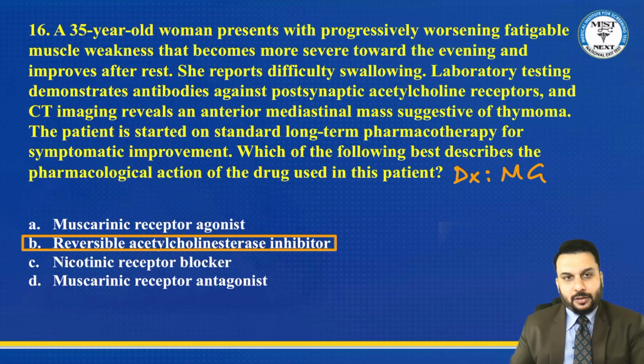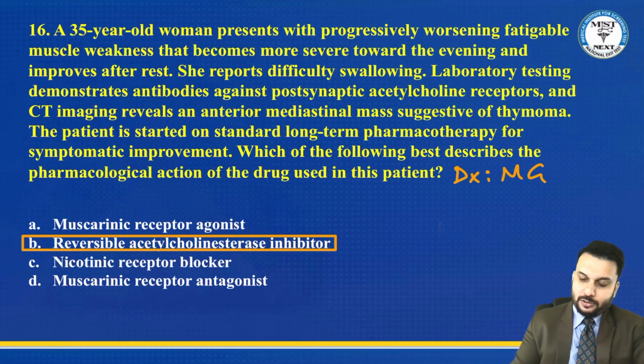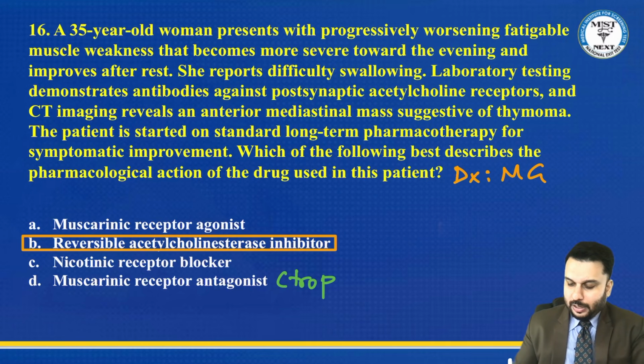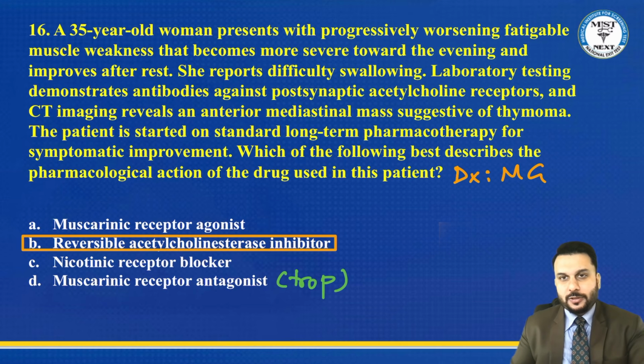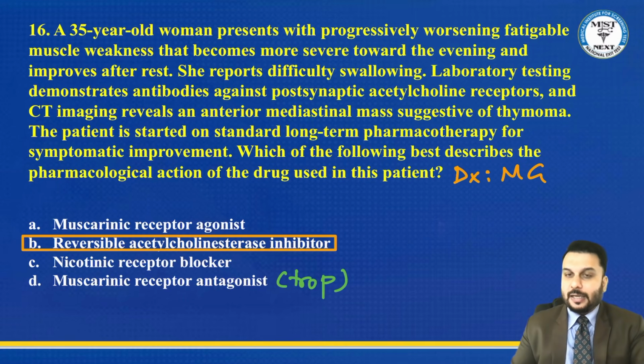Okay, that's the correct answer. Muscarinic agonist drugs means they are drugs like pilocarpine, bethanechol, etc. Muscarinic antagonist means the drugs that generally have trope in the name, atropine-like drugs. They are the ones in this. Okay. So some of you will argue atropine also you wrote in the treatment. That's not the treatment. Atropine is only given to reduce the side effect of stigmines. That's not the treatment.